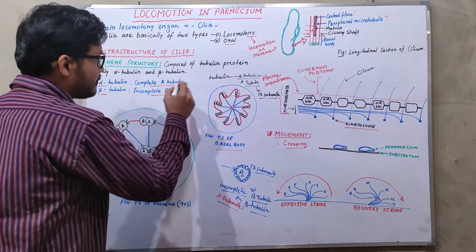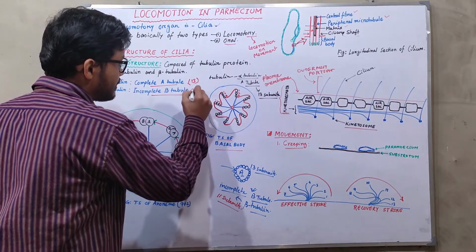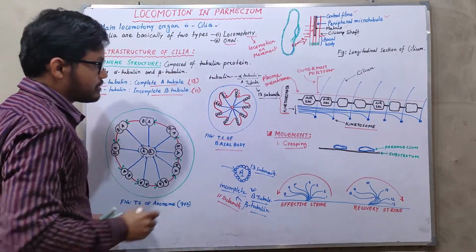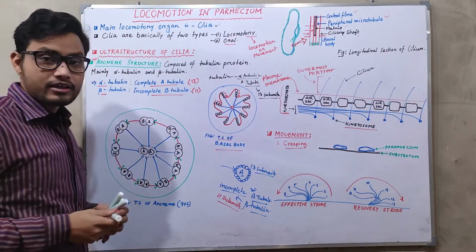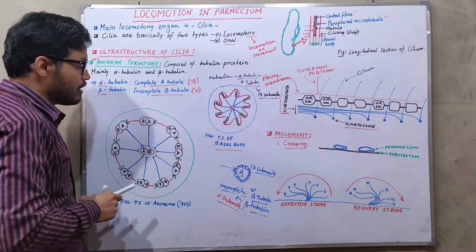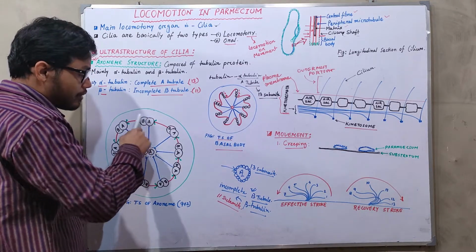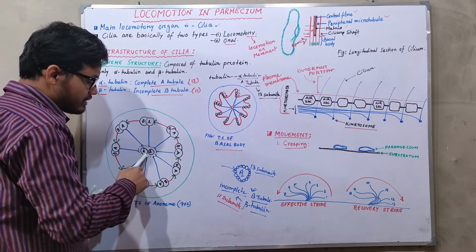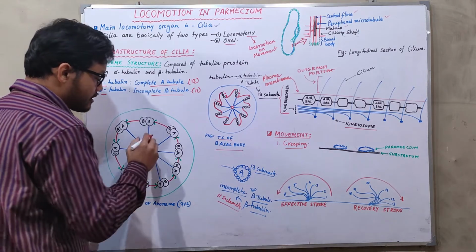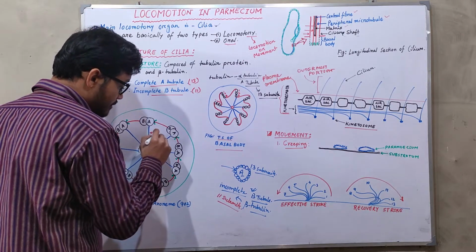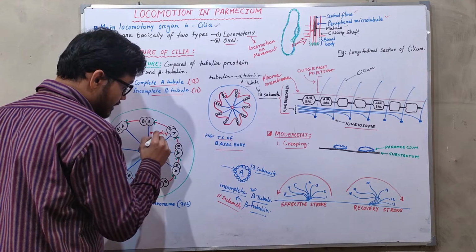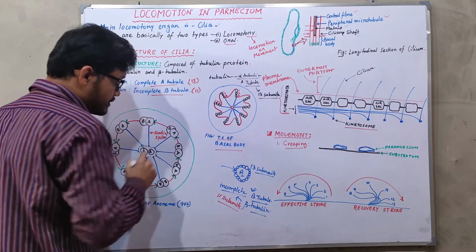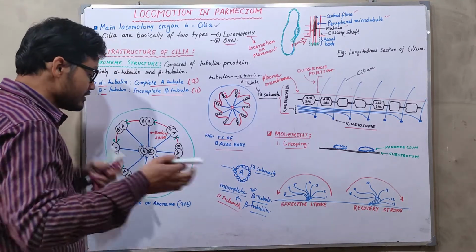So A tubule is made up of 13 subunits and B tubule is made of 11 subunits, and those B tubules are attached with the particular A tubule, where each of the A tubule or peripheral A tubule connects with the central A tubule with a structure known as radial spoke, just like a bicycle spoke.